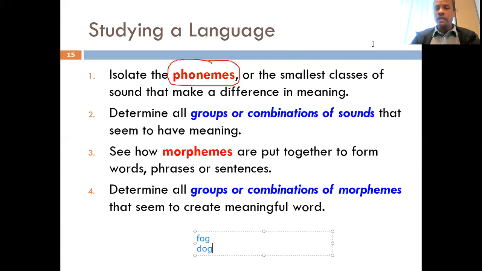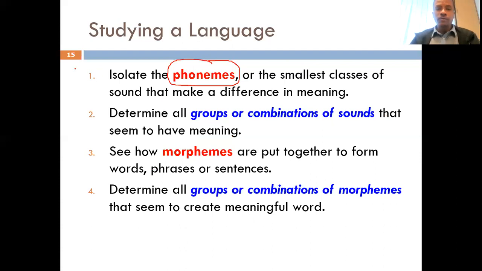So determining all groups of combinations of sounds that seem to have meaning is very important. Otherwise, you cannot simply put sounds together and have it make sense. Most of the time, if you simply combine many phonemes together and try to utter them, people will not understand you, because those sequences of phonemes might not be understandable by the community or society. So determining all groups or combinations of sounds that have, or seem to have, a meaning is very important in studying a language.